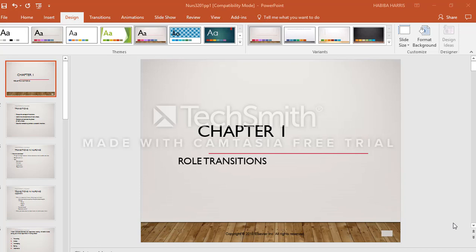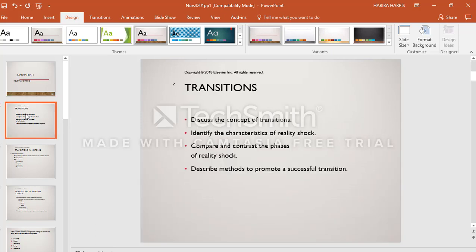Okay, so this chapter we're going to discuss role transitions and what they are. So let's take a look at some of these slides. And these slides also do follow your book. So we're going to discuss the concept of transitions, characteristics of reality shock. We're going to compare and contrast reality shock and what it is. And we're going to describe some methods to promote successful transition from school to the nursing profession.